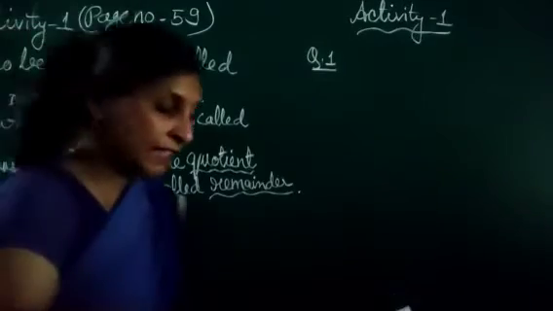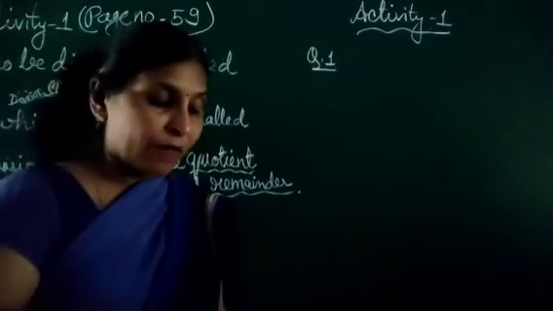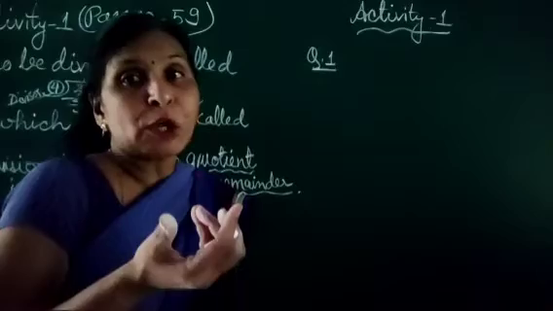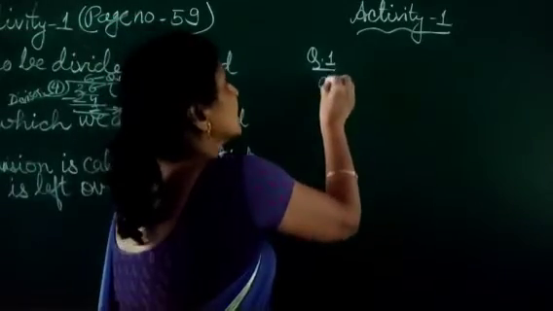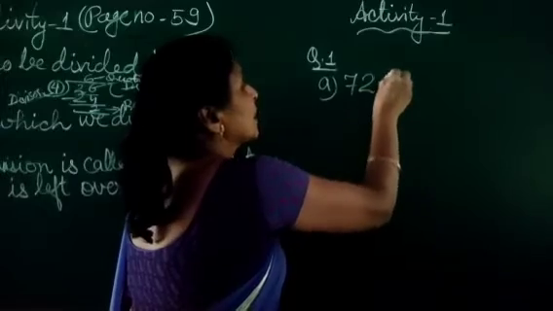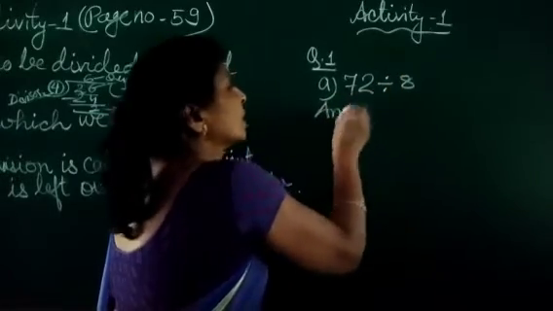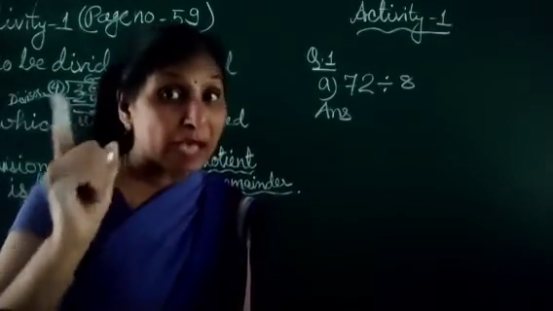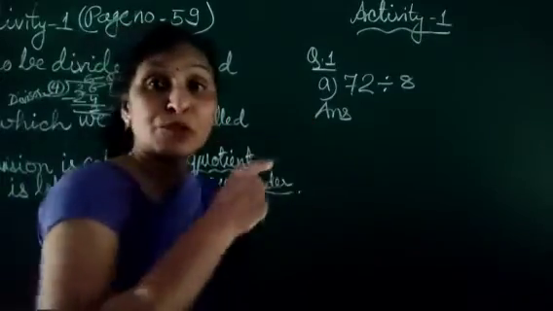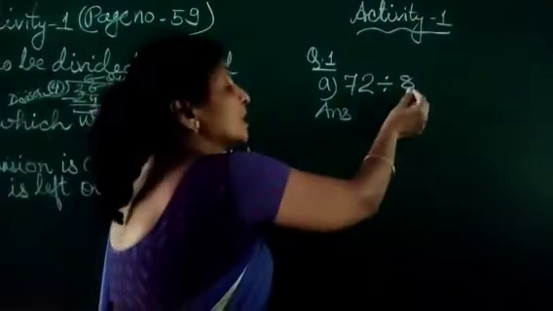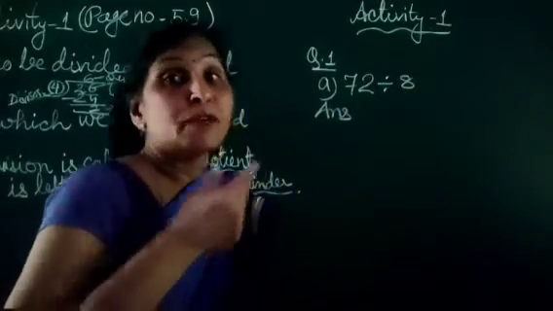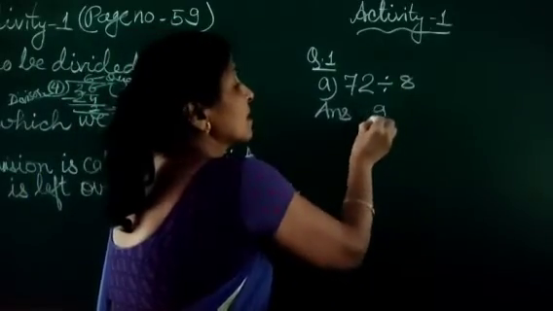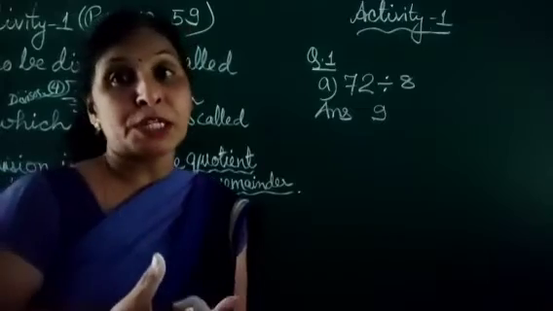Now let's see Activity 1, question number 1. Find the quotient using tables. Part A is 72 divided by 8. Now we tell the table of 8. Students, if you learn the tables by heart, then you can do this question very easily. If we tell the table of 8, we see how many times 72 comes. That is 8 9s are 72. So our quotient is 9.